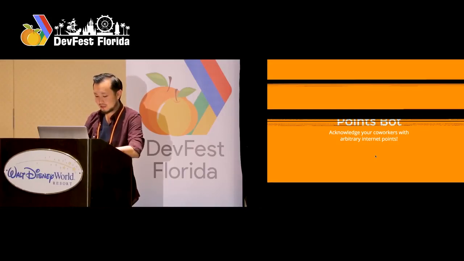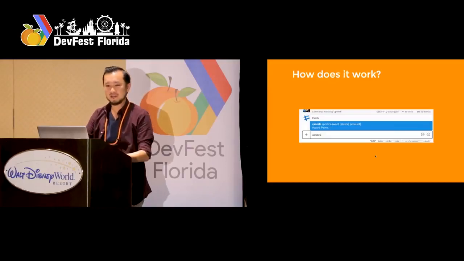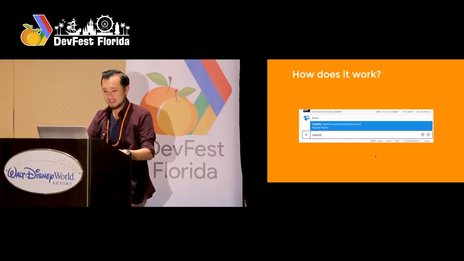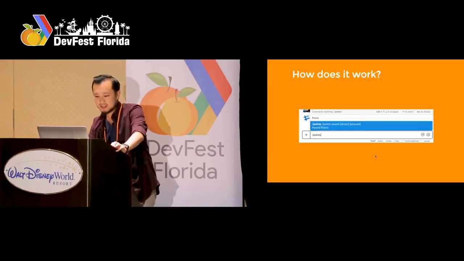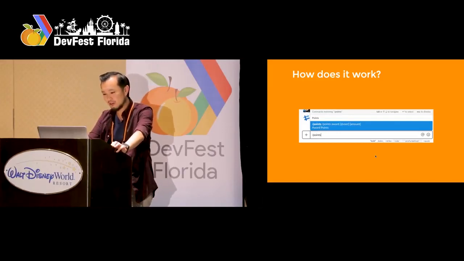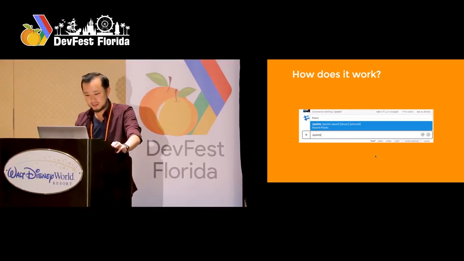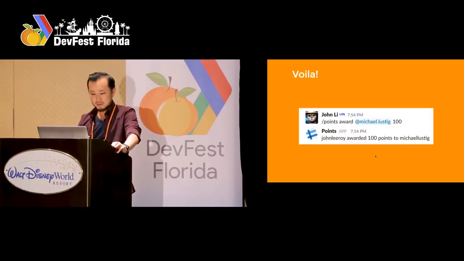So to show you how to make a Slack bot, I'm going to go over one that I've already built. It's called PointsBot. Basically, this is a bot to acknowledge the efforts of your teammates if they do something awesome by awarding them imaginary internet points. You know, it works for Reddit, so why not? So how does it work? You're on Slack, and this works through the Slack slash commands. So in this example, with /points, I have to type award, name the user and the amount of points I want to award. And basically, this is what it would look like. I awarded 100 points to Michael.